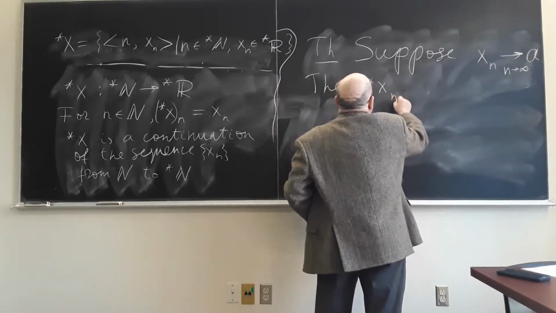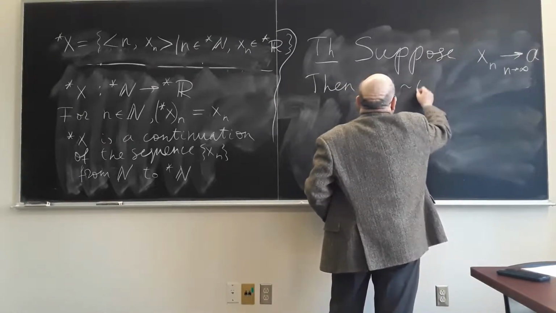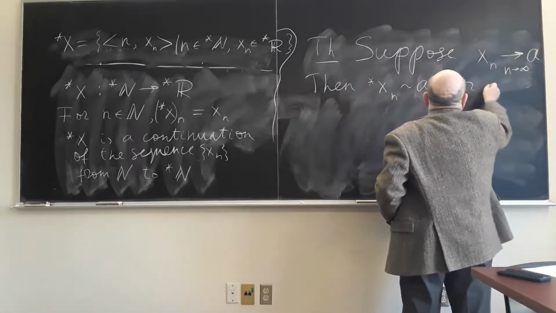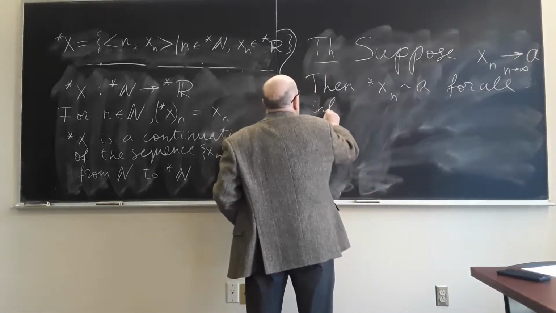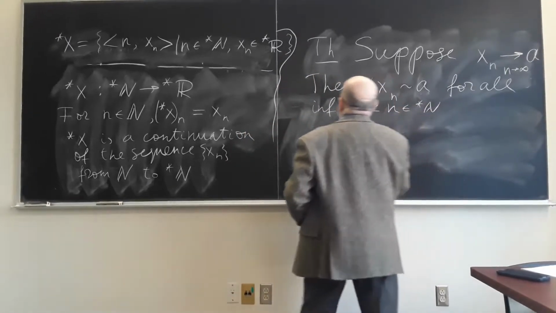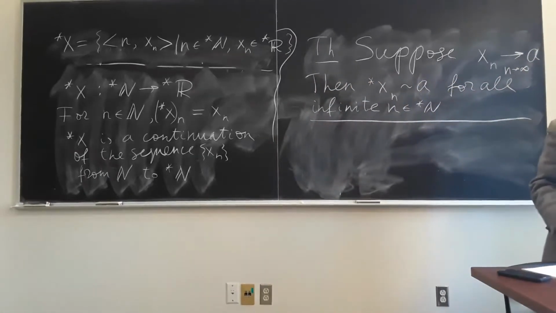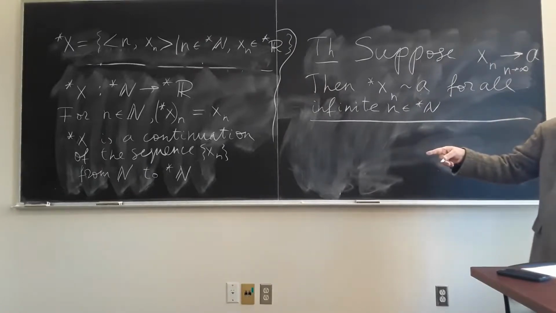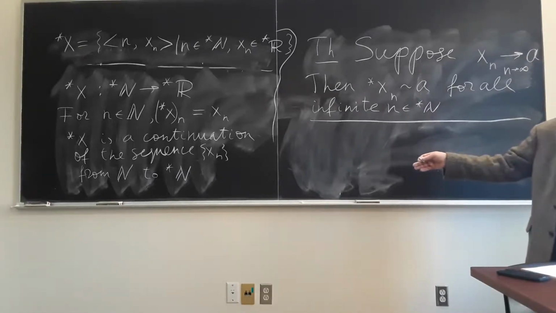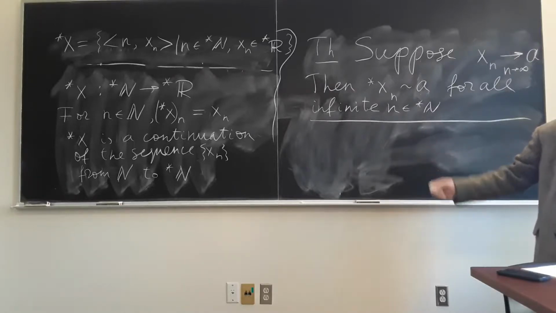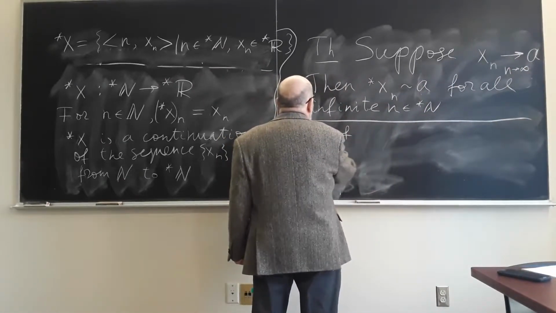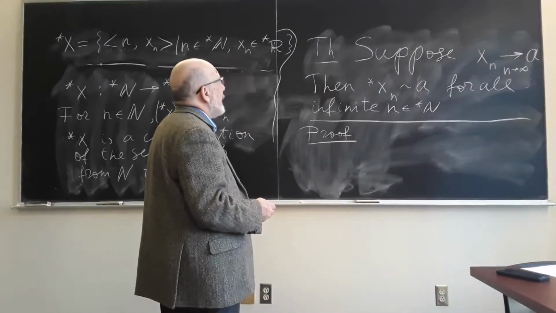Then xn are infinitesimally close to a for all infinite n in star N. So if the sequence goes to a limit, then its continuation to infinite values of n is infinitesimally close to it. Now, the proof. How can we prove this theorem?